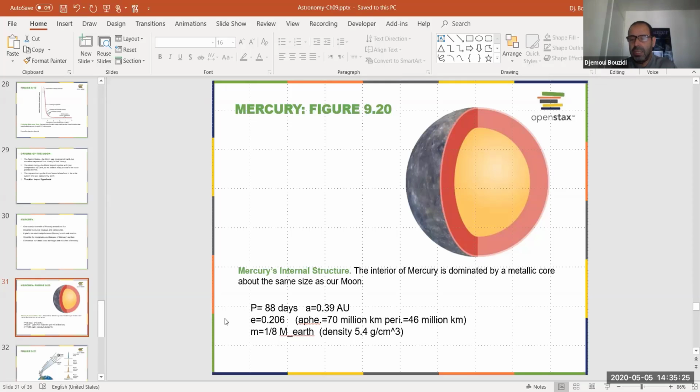One of its characteristics, of course, is that it takes 88 days to go once around the sun. So by the time a year has passed, it would have gone around the sun a little more than 4 times. I'm sorry, so it's 88 days, its cycle around the sun.